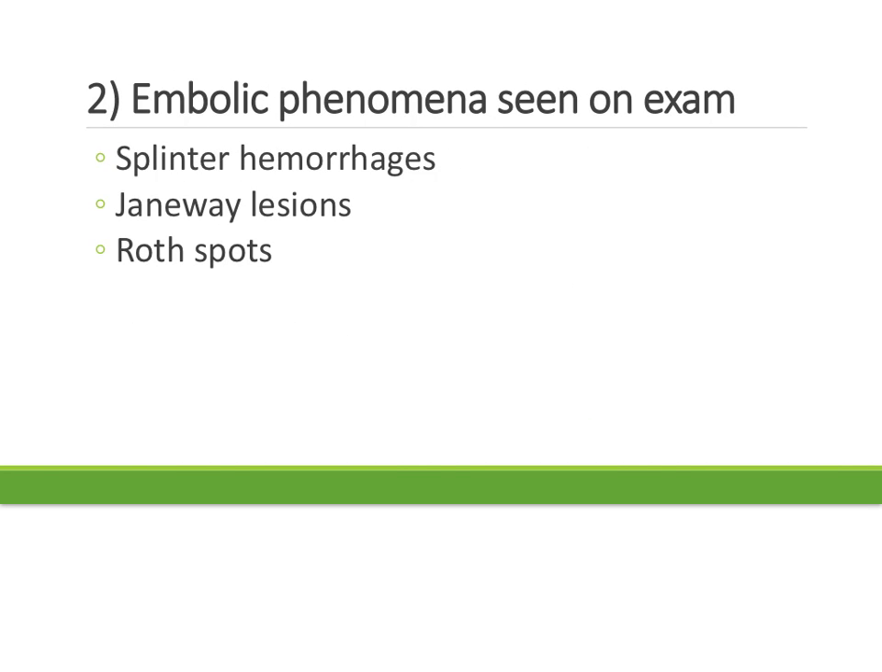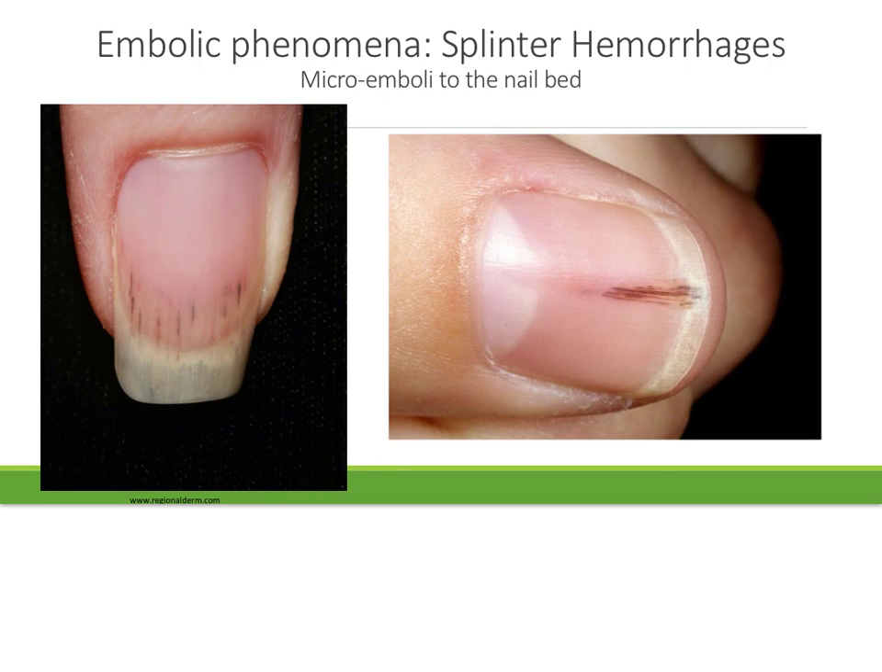Alright, the next broad category of physical exam findings are embolic phenomena, things like splinter hemorrhages, Janeway lesions, and Roth spots. Let's go through these one at a time. Splinter hemorrhages are microemboli to the nail bed. Basically, you get a small piece of the vegetation that flicks off and embolizes to the capillaries in the nail bed, creating a hemorrhage which looks like a splinter under the nail.